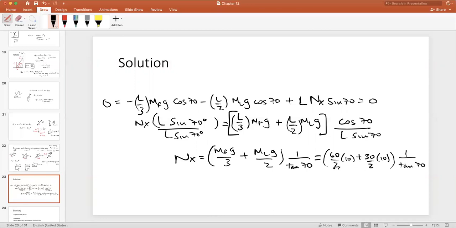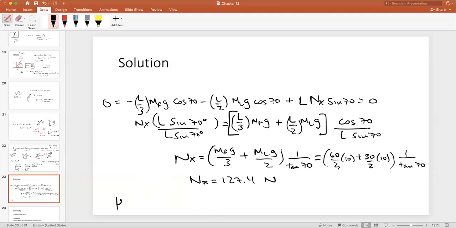Now, this is 20 times 10, which is 200, and 15 times 10, which is 150. So this is 350, right? Divided by tangent of 70, and I get 127.4. So my n_x is 127.4 newtons.